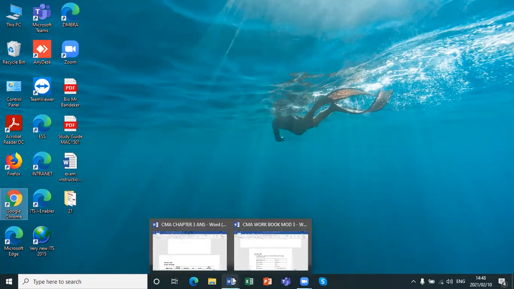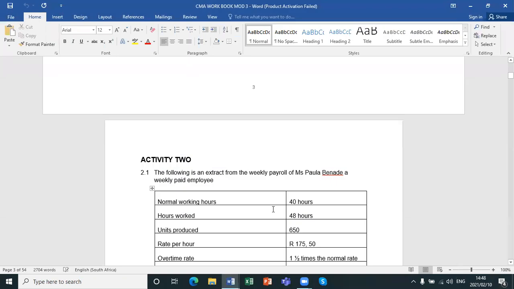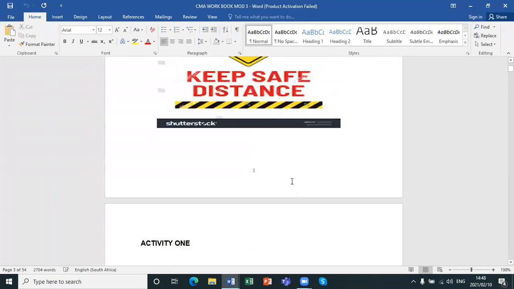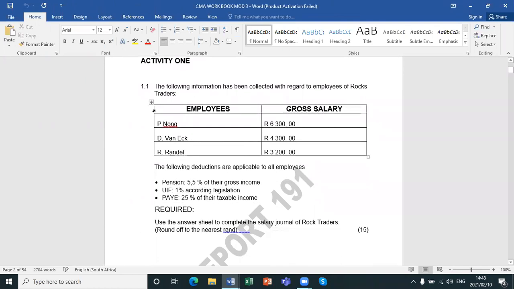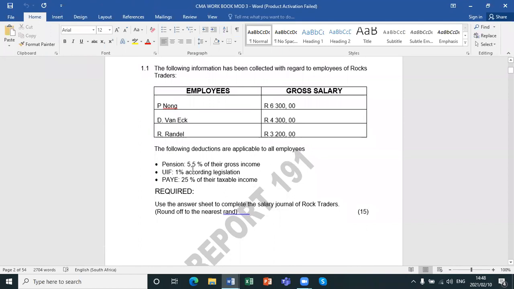So without further ado, I want to speak about activity 1, which deals with salaries. There is a name of the employer, Rocks Traders, and here are the 3 employees, and they are all salary earners. Those are the names and the salaries they earn. The information below is information regarding their deductions. The pension is 5.5% of gross income, UIF is 1% according to legislation.